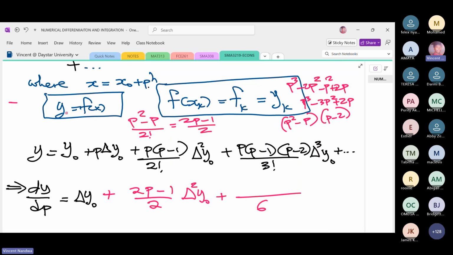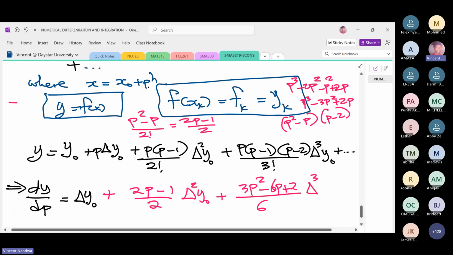So when you differentiate the first term with respect to p, 3p squared, and then minus 6p, and then plus 2, correct. Then third forward of y naught. Then you can write the next term and do the same process, and you get the derivative, the next term followed by the next term. Because remember, this Newton forward interpolation formula is an infinite series. It's a formula having infinite terms. The stopping point depends on the size of the table you have.